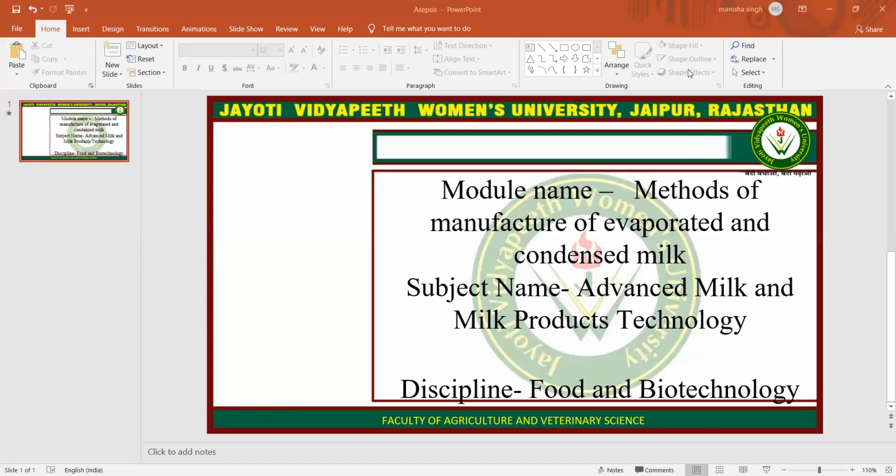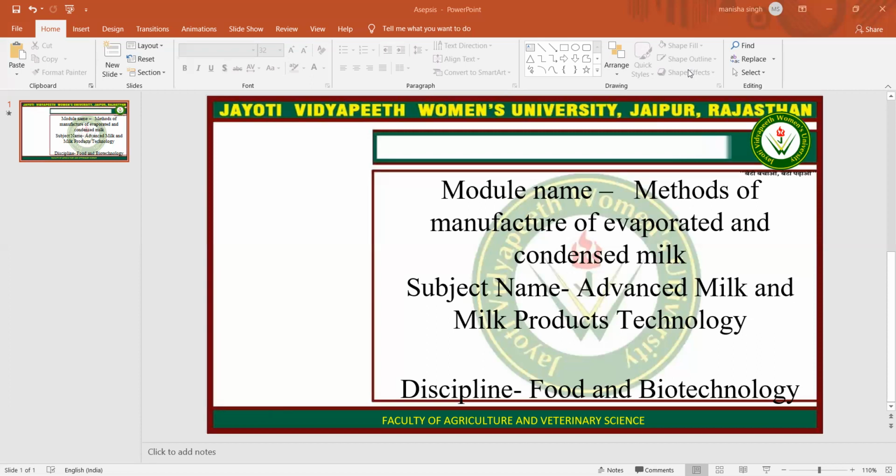Then storage. The main consideration in the storage of condensed milk is the temperature of storage, which should be such as to prevent defects like sandiness, viscosity and sugar separation. Condensed milk should be stored at a temperature of 10 degrees Celsius or below.